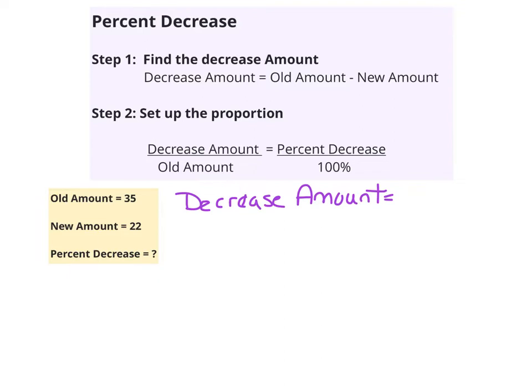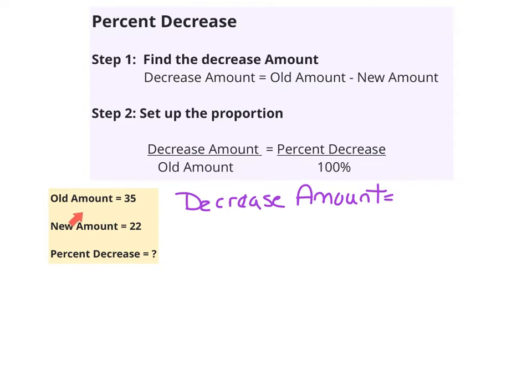All right, let's look at percent decrease. Percent decrease is calculated similarly to percent increase. It's done in two steps. In the first step, you need to find the decrease amount. The decrease amount is equal to the old amount minus the new amount. Then in step 2, we're going to set up the proportion where we put that decrease amount we find from step 1 over the old amount, which is given to us. We're looking for the percent decrease over 100%.